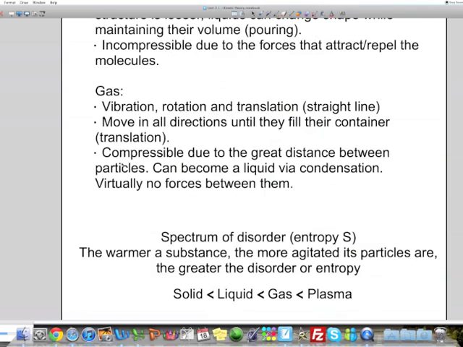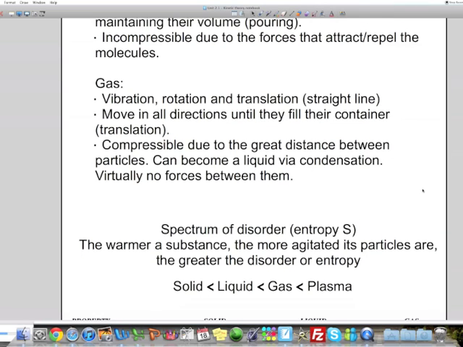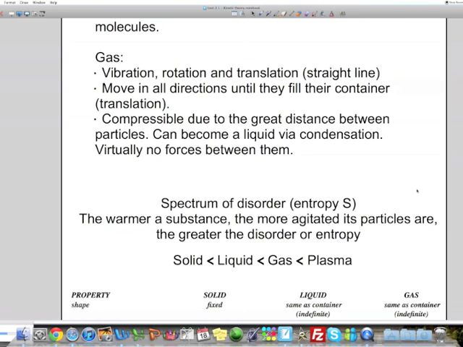Okay, and then I told you that it's compressible because the particles are really, really far apart. Now, if we look at the energy that those particles have, we can quantify that in terms of disorder, also called entropy, which is represented by a capital S.